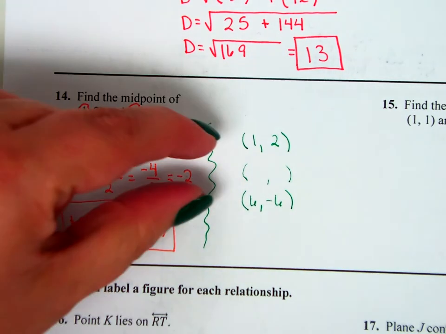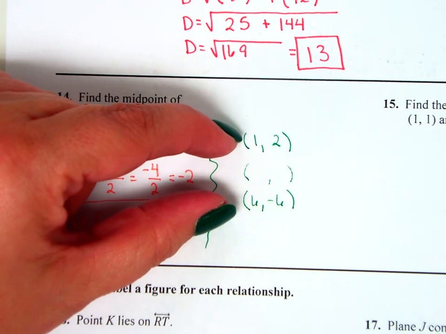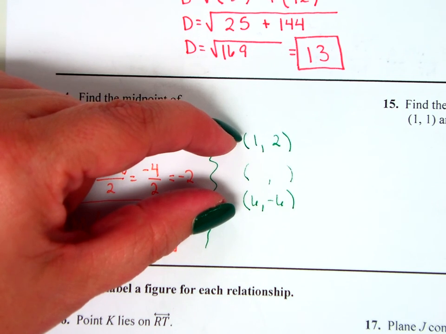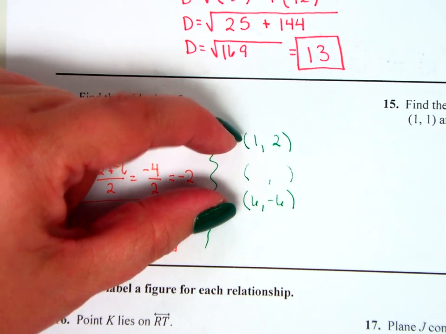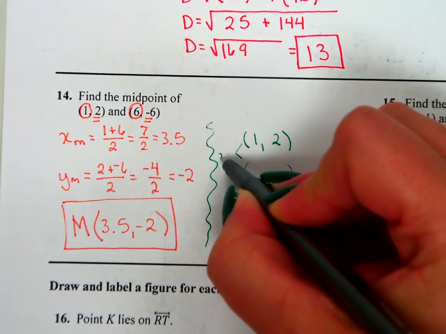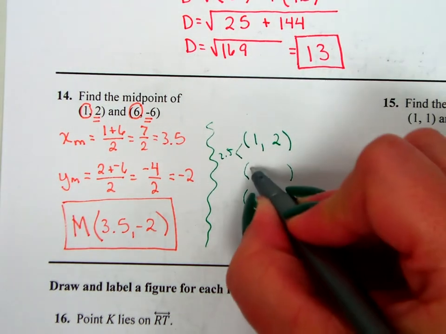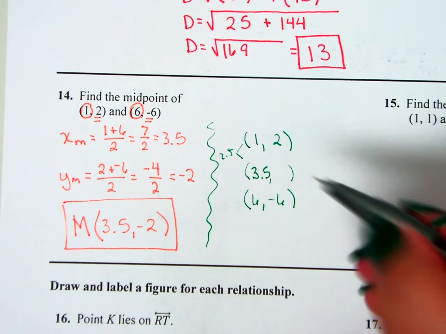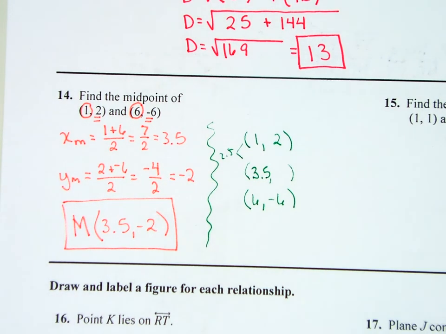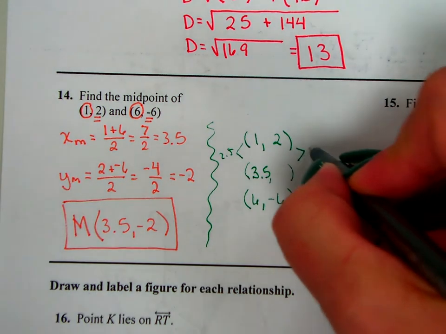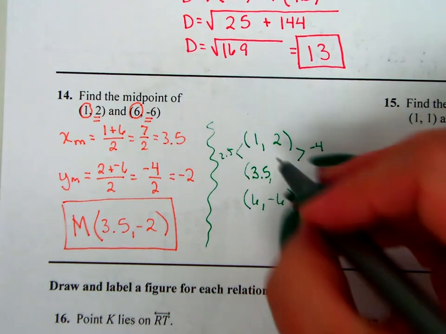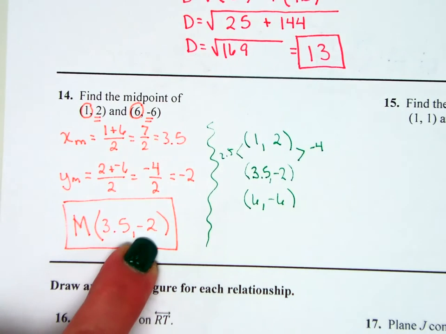To find the one in the middle, you look and see how far it is from 1 to 6. It's 5 units different, right? So half of 5 is 2.5. If I increase by 2.5, half of the 5, I end up at 3.5, which is what we had. Over here from 2 down to -6, that's a decrease of 8. Half of 8 is 4, so decrease by 4. 2 minus 4 is -2, which is what we got there.